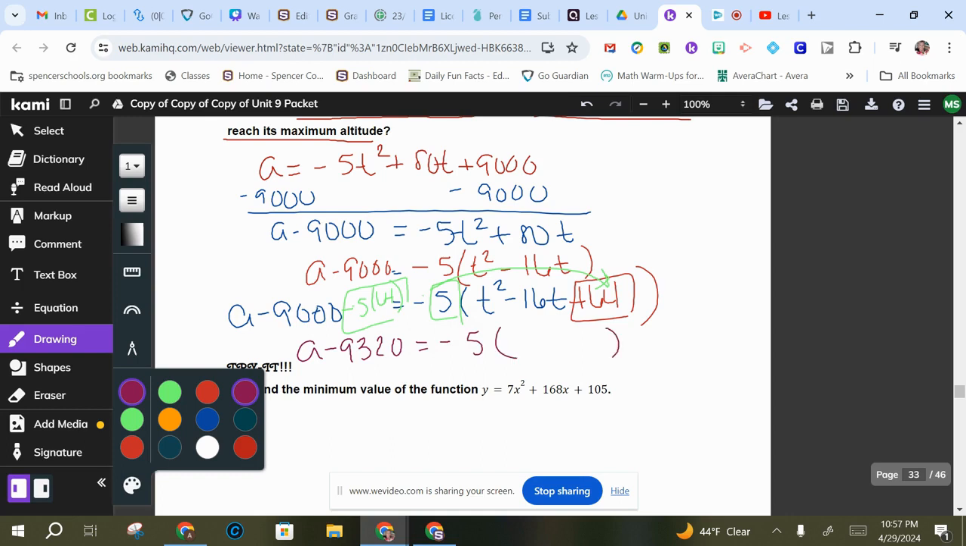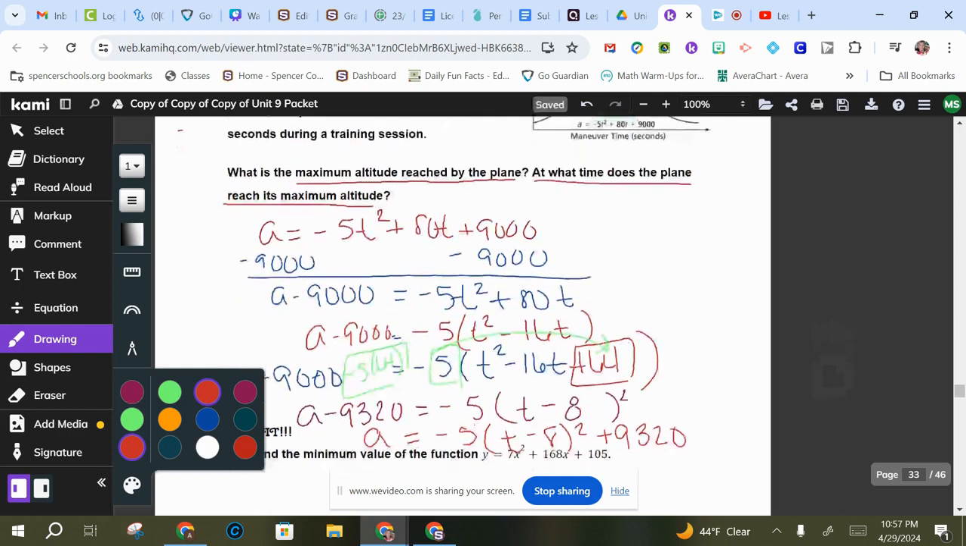Now over here, I have -5 and put this in my parentheses with my square. So that would be (t minus 8) squared. And then remember, we're just going to vertex form, so we're going to add 9,320 to both sides. My final answer is A equals -5(t minus 8) squared, and then remember, I'm adding this 9,320.